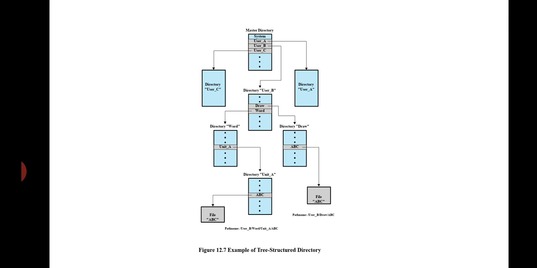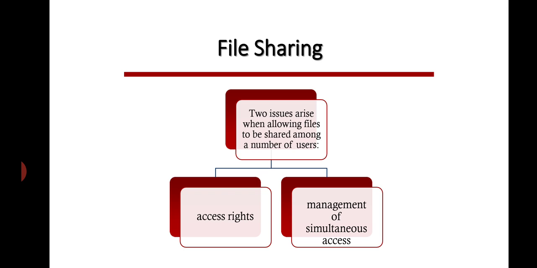This is called a tree structure of directories. We can go for system, master directory, A drive, B drive and C drive. In the B drive, once again draw, then another one is Word. Then once again in this, unit A, then unit B, then ABC. Like that we can store the files.